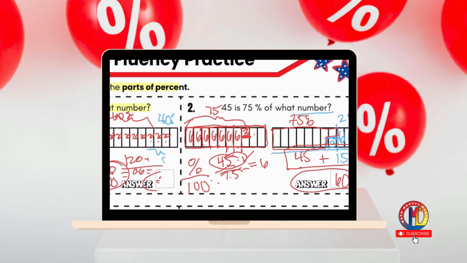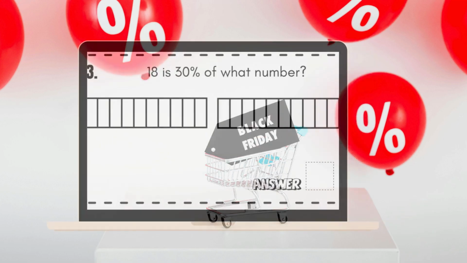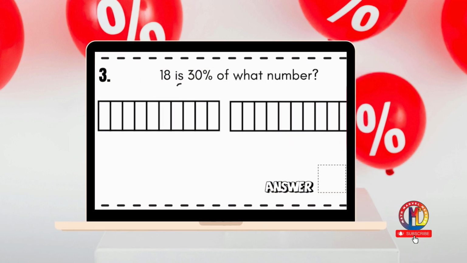45 is 75% of what number? 60. And if you want to check it, go ahead and do it. What is 45 divided by 60? You get 75%. Next, 18 is 30% of what number? So remember percentages are fractions, and this is giving us our visual diagram representing tens. So each bar is representing a tenth of the whole amount.